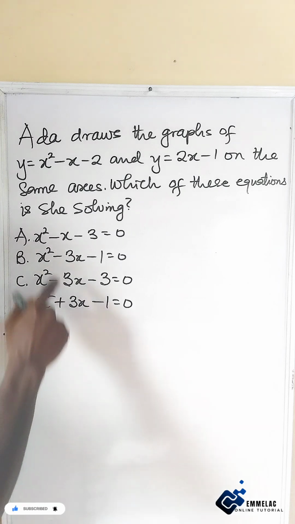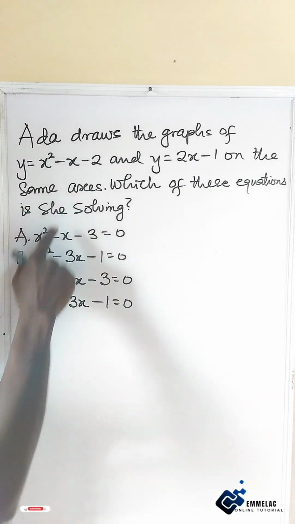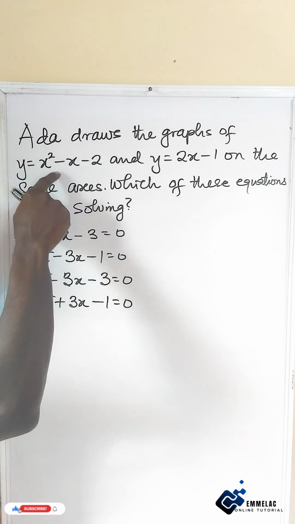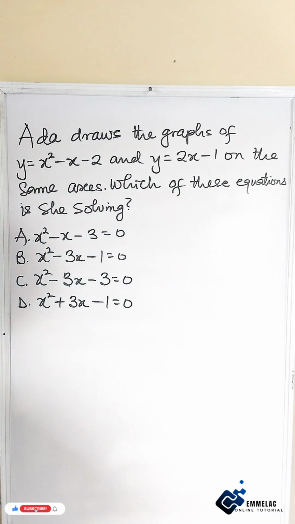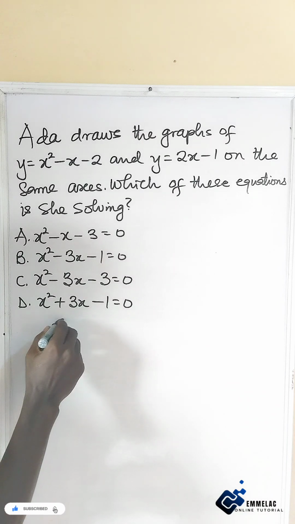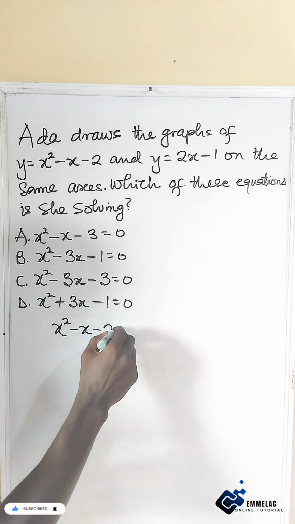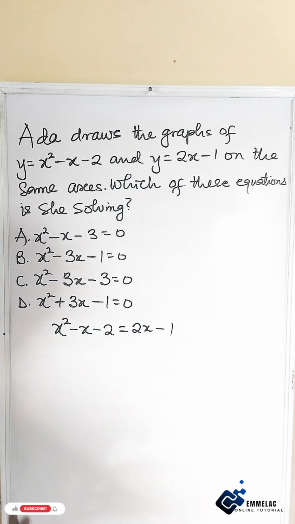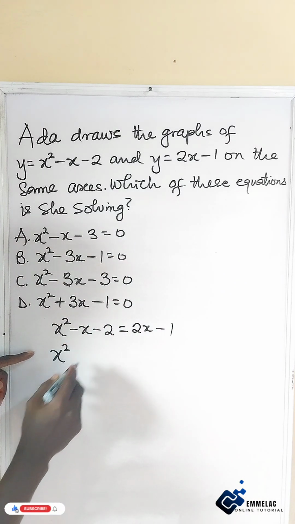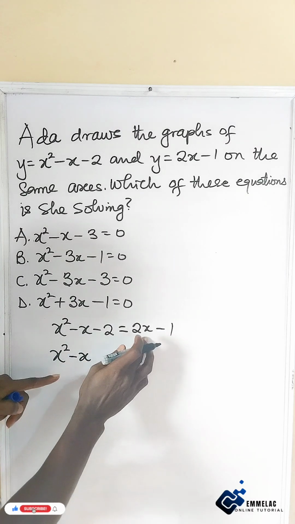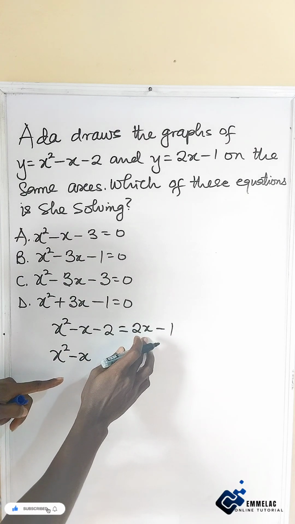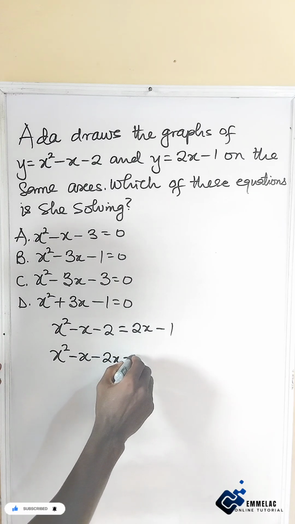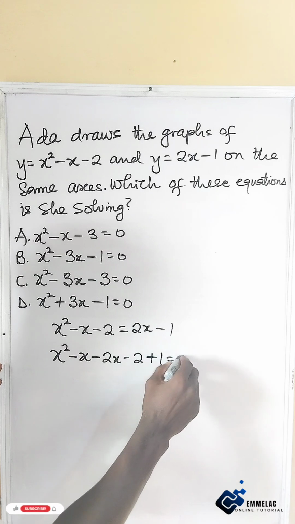Now, since they are on the same axis, the equation she is solving will be the intercept of the curve and the straight line. Which implies that x squared minus x minus 2 will be equal to 2x minus 1. Now let us collect like terms here. We have x squared minus x, bringing positive 2x to the left hand side, you have minus 2x, then minus 2, then plus 1 equals 0.